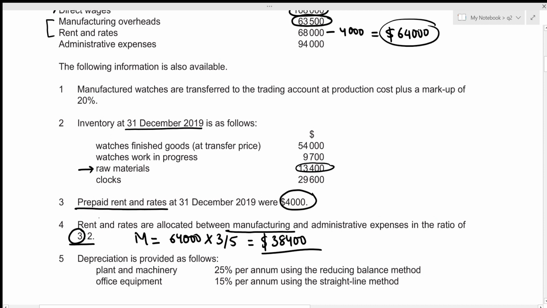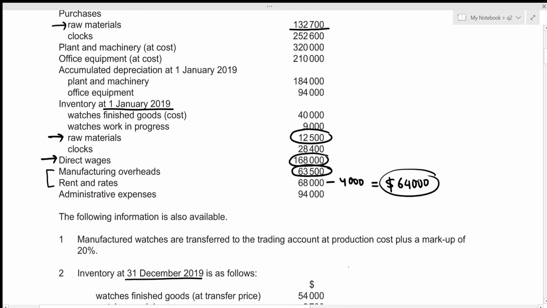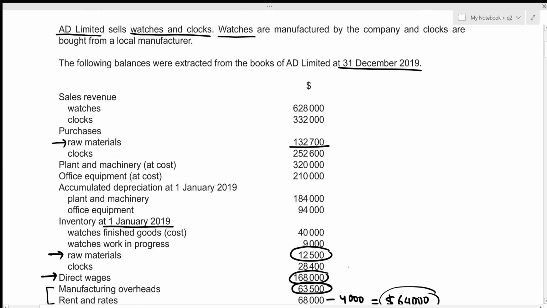Then we are told that depreciation is to be provided on plant and machinery, and the depreciation rate is 25% using the reducing balance method, meaning that this rate of 25% is to be applied to the net book value of plant and machinery rather than the cost. Let's have a look above. So we can see that the plant and machinery is right here, and at cost it was 320,000, and we can see that the accumulated depreciation for plant and machinery is 184,000.